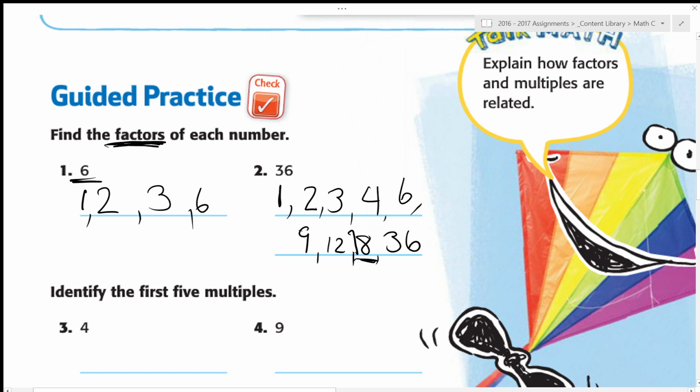So I forgot commas over here on number 1. So here are our factors: 1, 2, 3, 4, 6, 9, 12, 18, and 36. Those are our factors for 36. And the way we know it is we divide it.